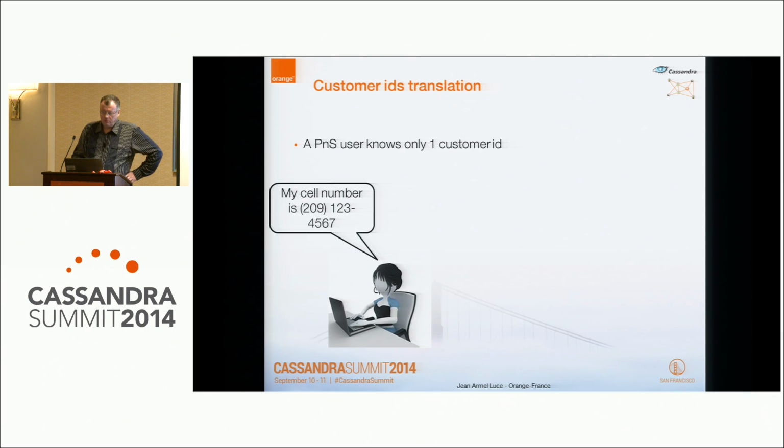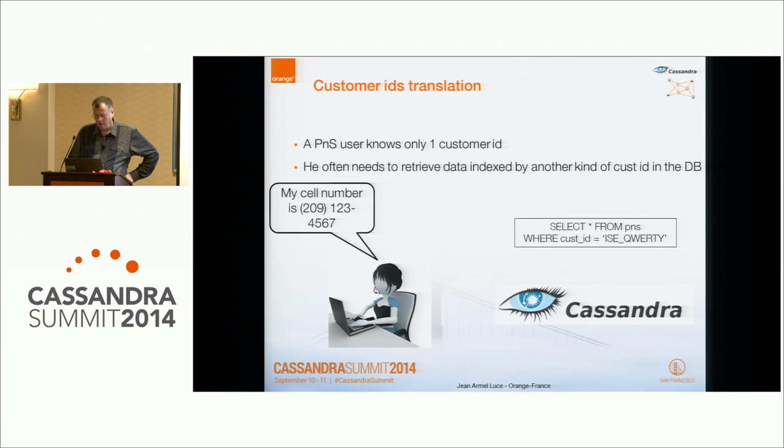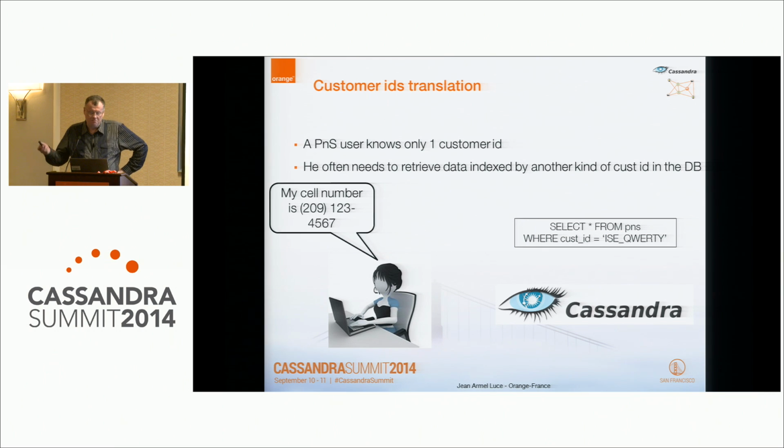When a user wants to retrieve some information about a customer, usually he knows one and only one customer identifier. For example, he may know the cell number of the customer. He provides the cell number in his HTTP request. And when we want to retrieve this information in the database, unfortunately, this information is stored in a table having a different primary key, a different kind of identifier.